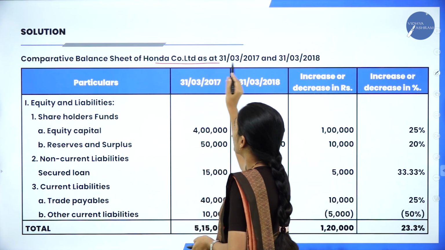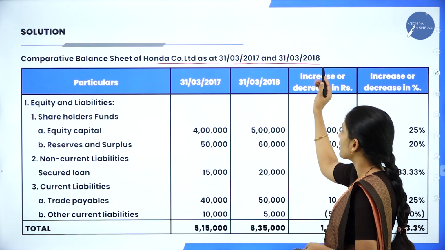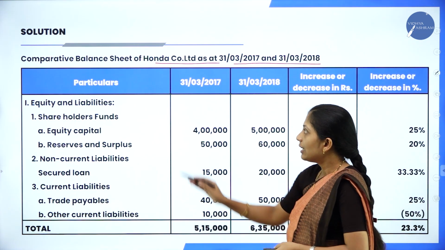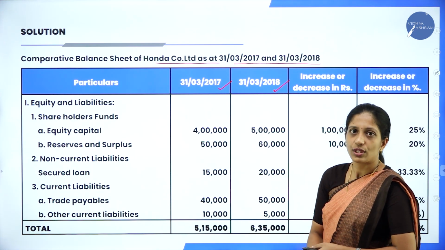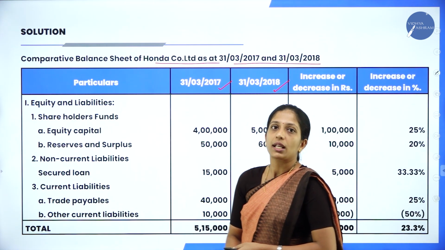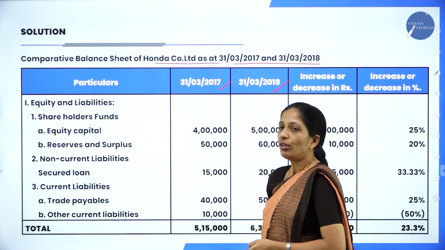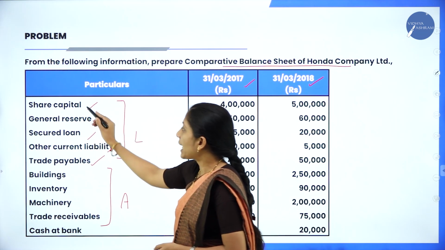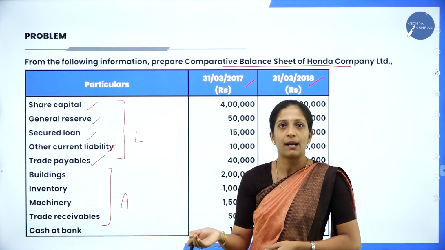Comparative balance sheet of Honda Company Limited as on 31st/3/2017 and 31st/3/2018. The columns are particulars, 31st/3/2017, 31st/3/2018, increase or decrease in rupees, increase or decrease in percentage. Now, how to show this? Share capital and general reserve. Under which heading do they come?